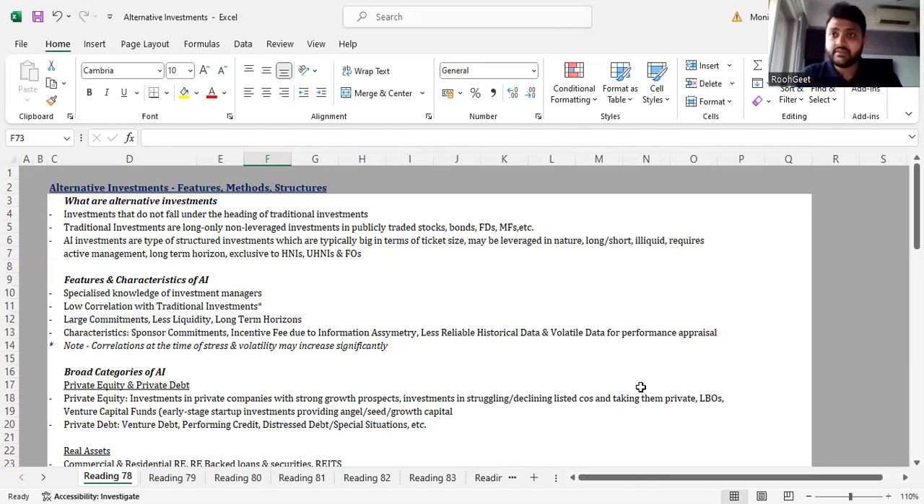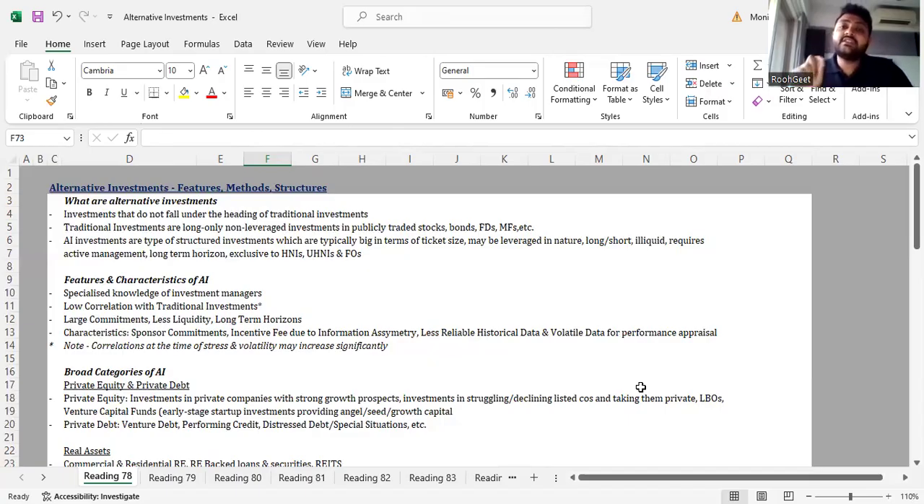Okay, the traditional investment I'm talking about, liquid investments, non-leveraged in nature. Theek hai, your money is what you are investing. There is no complexity of structure. It is pretty much clear when you are investing in a traditional investment. So that's the case. So what are alternative investments?